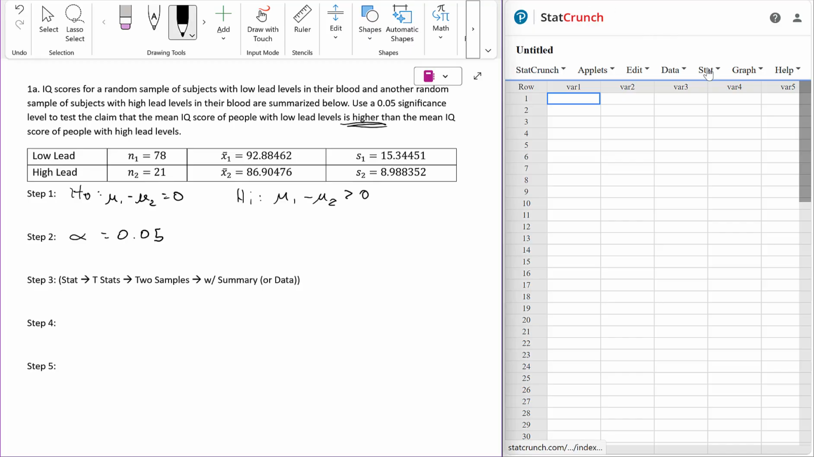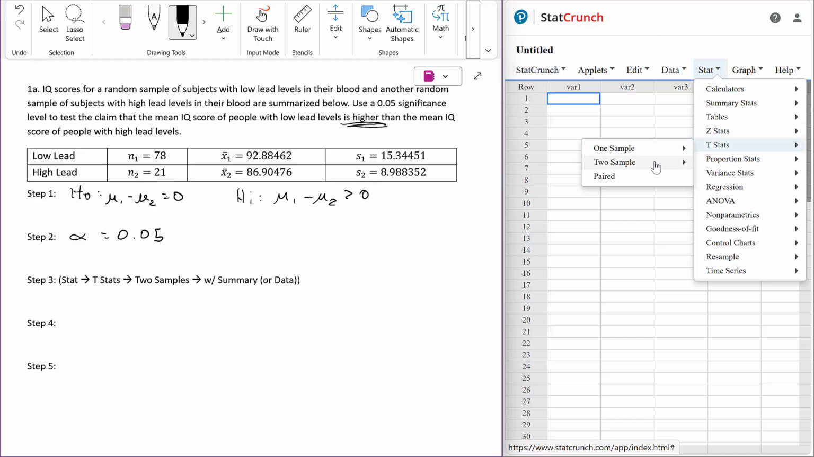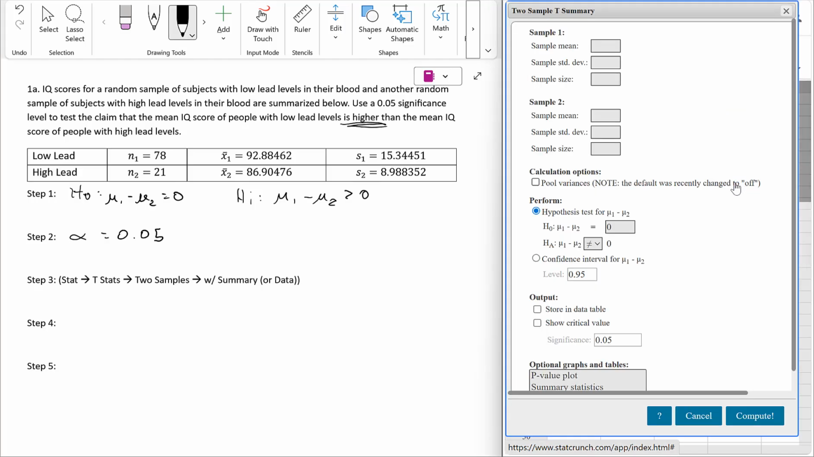We are still under t-stats, but we're going to do 2 samples with summary here. If you had data, you could just import it from the homework, but I want summarized ones here, so I don't have to type a bunch in. So we have our sample mean. Make sure you're typing these in the right order. Generally, we're given sample size first, mean, standard deviation. So just make sure you're putting them in the right boxes, but 88462.